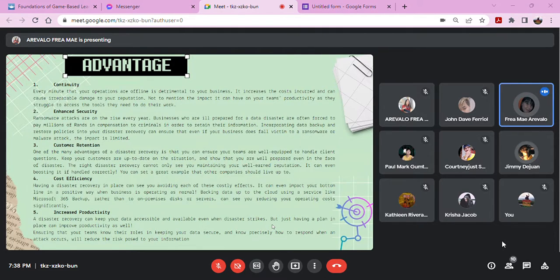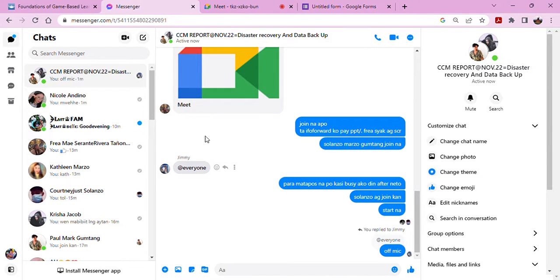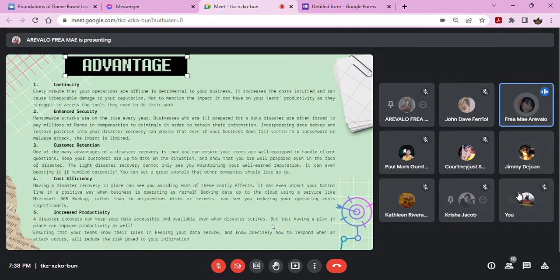So, syempre, kapag meron kayong disaster recovery plan, kahit magkaroon man ng mga disaster strikes, parang hindi madadaanan yung productivity ninyo. Parang kahit na may mga customers kayo, tama ba? Tama. Kung may mga customers kayo na nagko-complain na sasagot nyo agad, ganon. So, hindi mag-i-stop yung productivity ng company nyo.